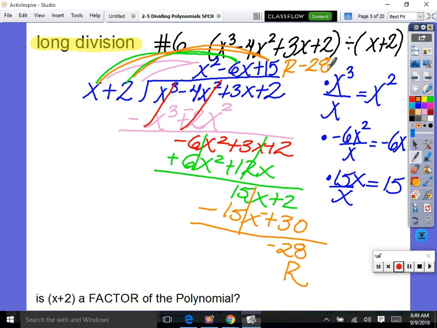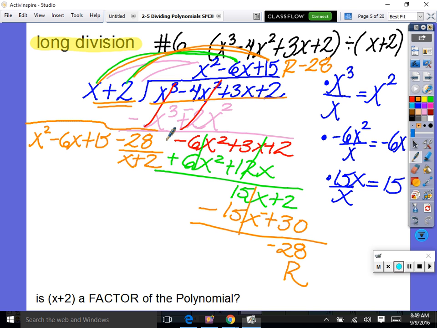So when we took this polynomial divided by this polynomial, we got x squared minus 6x plus 15, and then we got negative 28, so we're minusing 28 out of x plus 2. So I'm going to ask you again, was x plus 2 a factor? No, our remainder wasn't 0, but we can still divide it, so we're doing good.